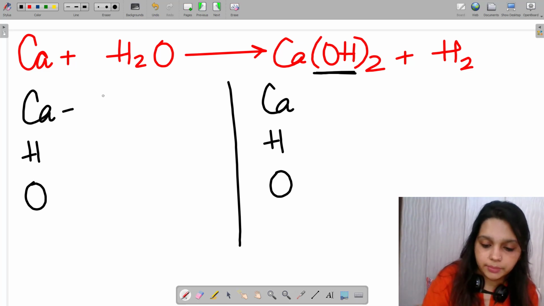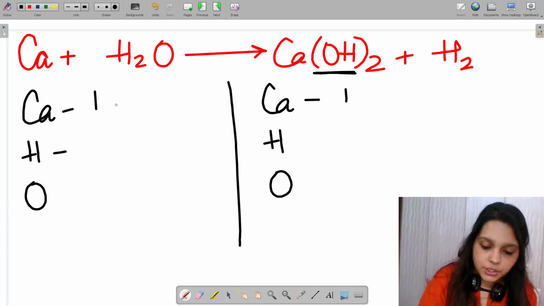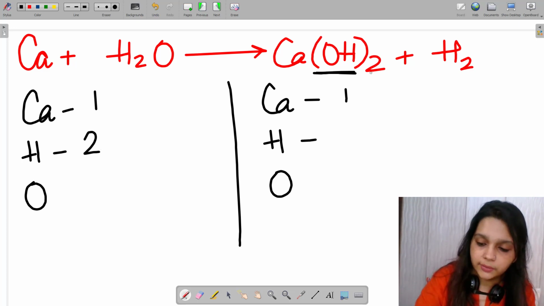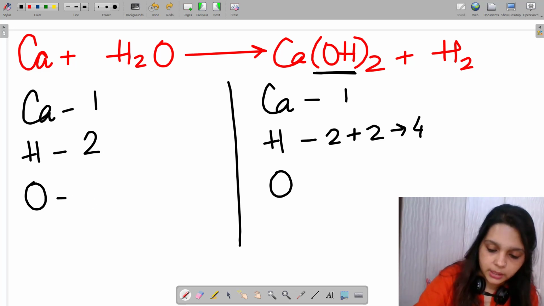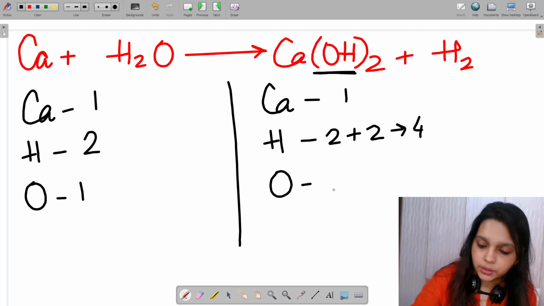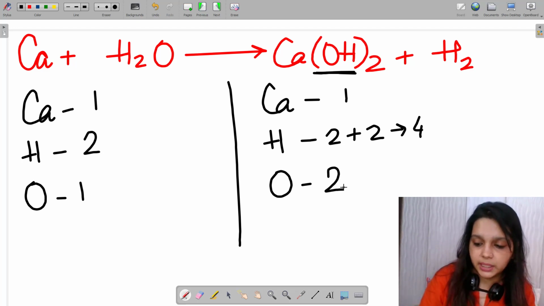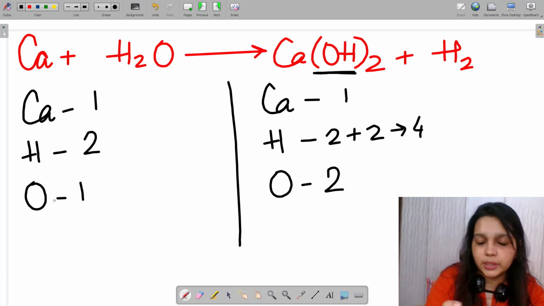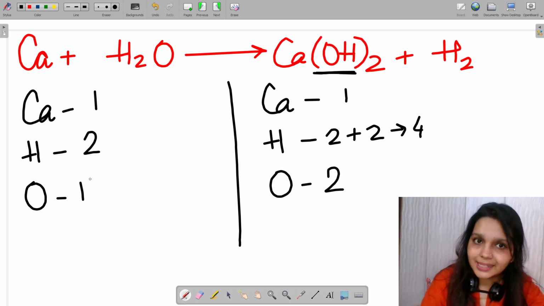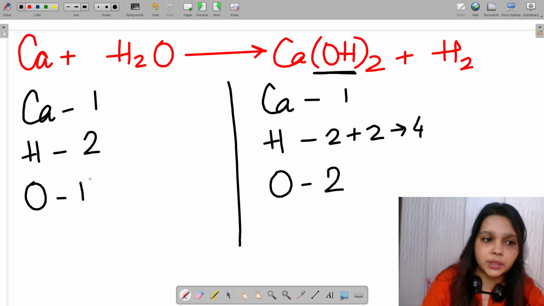So while counting, we'll get to understand this better. Ca on the reactant side, I have 1, product side thankfully 1. H, I have 2 here and on the other side this is 2 into 2 plus the 2 already, which makes it 4, right? Oxygen 1 here and oxygen 2 here, right? So we need to do something about our H and O, and always try to fill in a number where it is less, right? So we have the H and O's less on the reactant side.